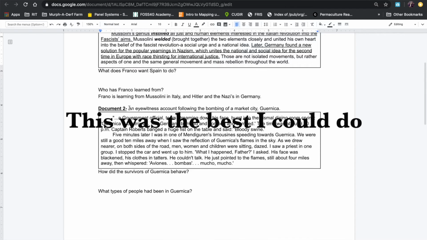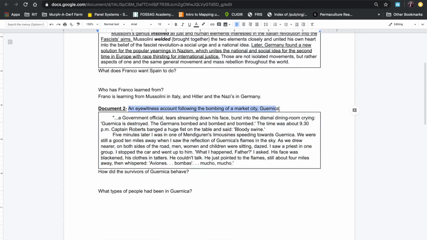Document 2, an eyewitness account following the bombing of a market city, Guernica. Again, this was in those slide notes, so you should be able to get a little bit of the context for what's going on from those notes. Document 2, eyewitness account. This is a primary source. This is real.